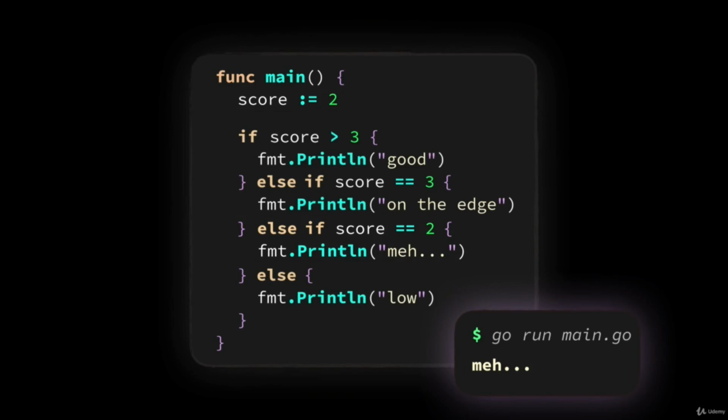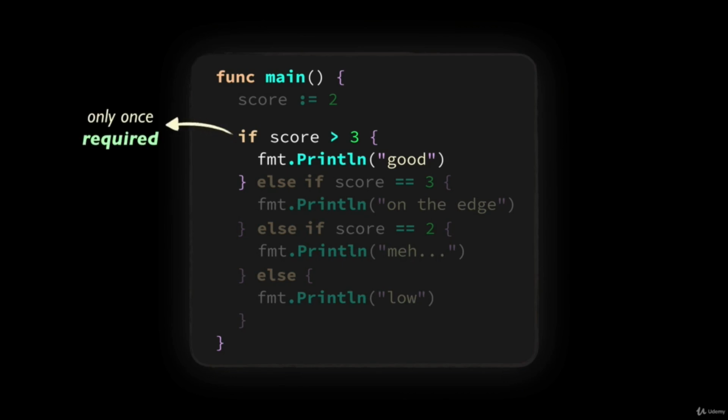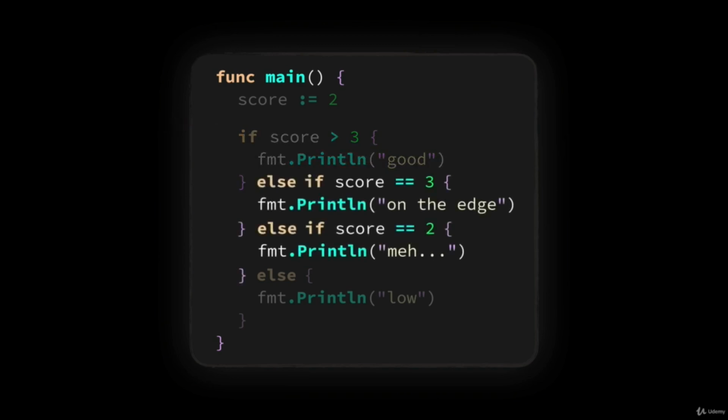Anyways, now let's check out the rules of the if statement. First rule is that you can use the if branch in an if statement only once. The second rule is that you can use as many else if branches as you want. Sky is the limit. As you've seen, else if branch is completely optional. You don't have to use it at all.